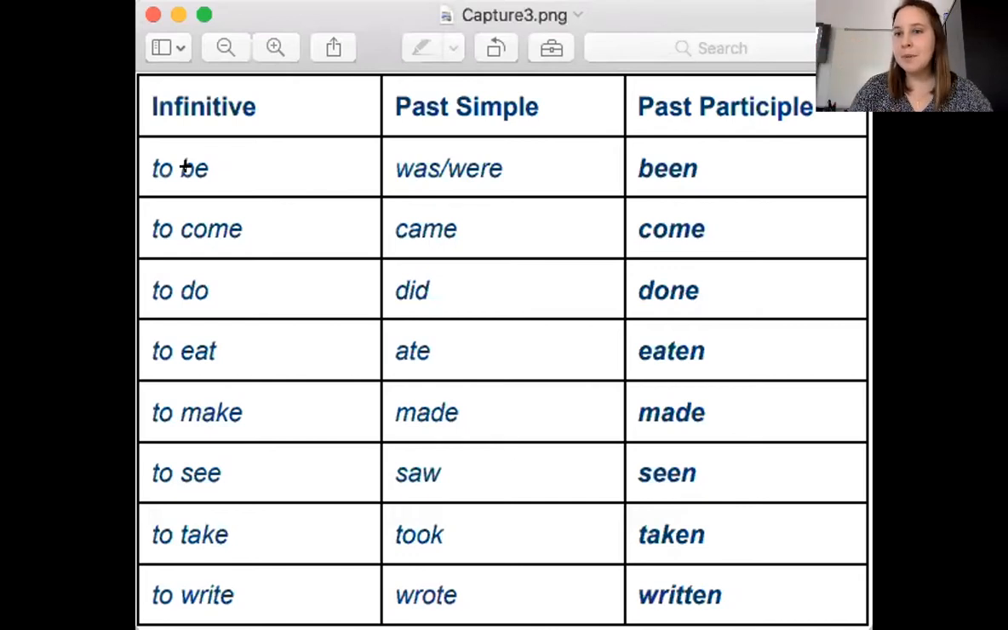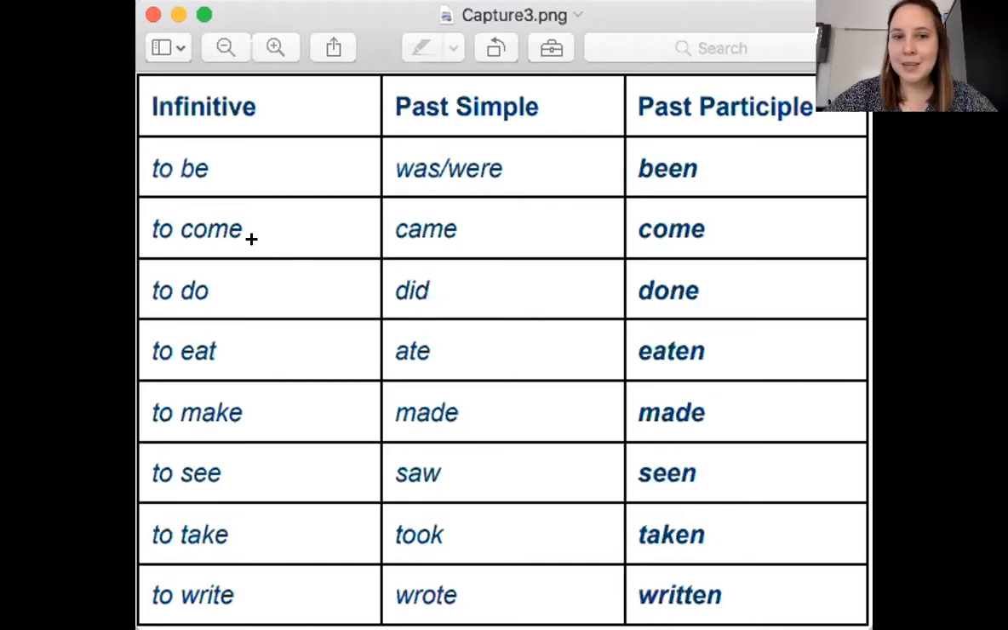In the present for be, we say am, is, are. In the past, we say was, were. And the past participle is been. So, how have you been doing? Or how long have you been studying English? How long have you been in Lexington? That been is the past participle.